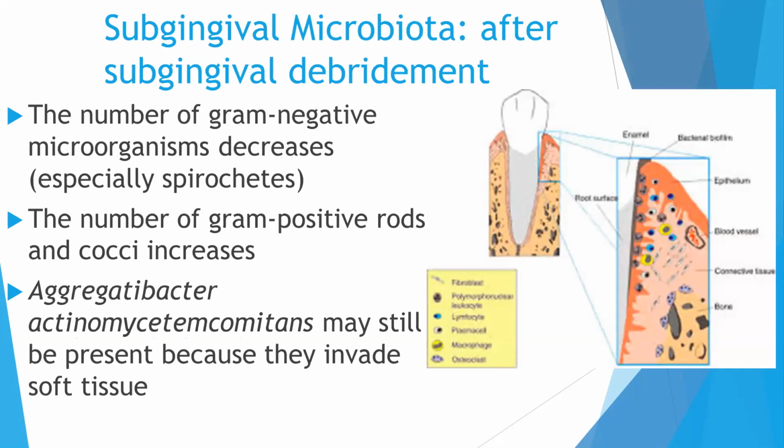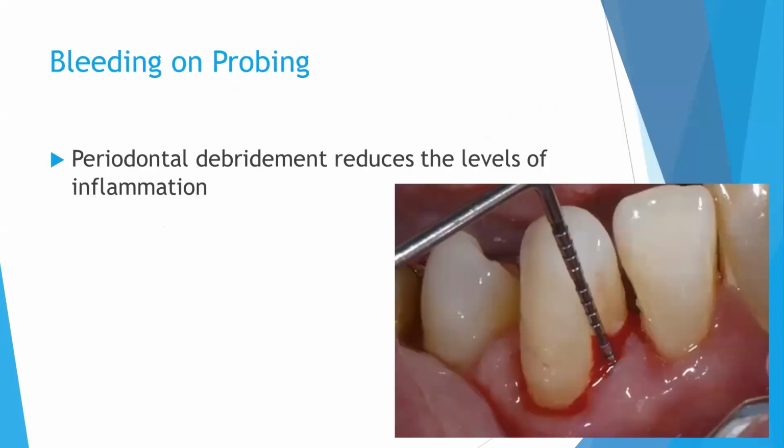So subgingival microbiota, after subgingival debridement, we are trying to get the number of gram-negative microorganisms to decrease, especially those spirochetes. We're looking to increase the number of the gram-positive rods and cocci. And that AA, the Aggregatibacter, may still be present because those are the ones that invade the soft tissue. So that is one of the reasons why we used to extensively do curettage. But now we're knowing that it might be an antibiotic that's needed for these particular type of cases. So bleeding on probing, that is after periodontal debridement, we want to reduce the levels of inflammation.